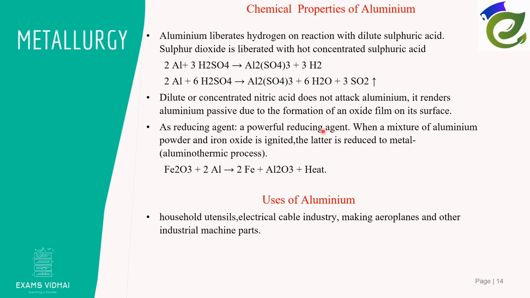Aluminium is a powerful reducing agent. When a mixture of aluminium powder and iron oxide is ignited, the latter is reduced to metal. Uses of aluminium: it is used in household utensils, the electrical cable industry, making aeroplanes and other industrial machine parts.